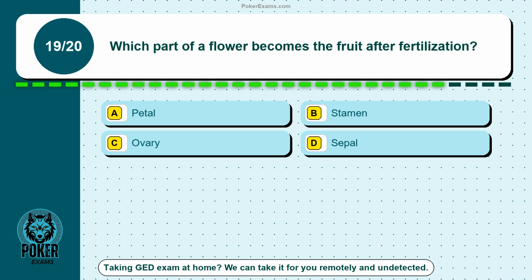Question 19. Which part of a flower becomes the fruit after fertilization? Option A. Petal. Option B. Stamen. Option C. Ovary. Option D. Sepal.